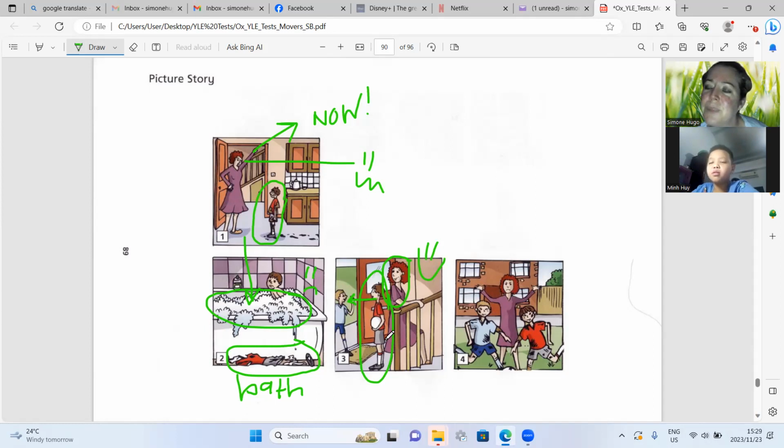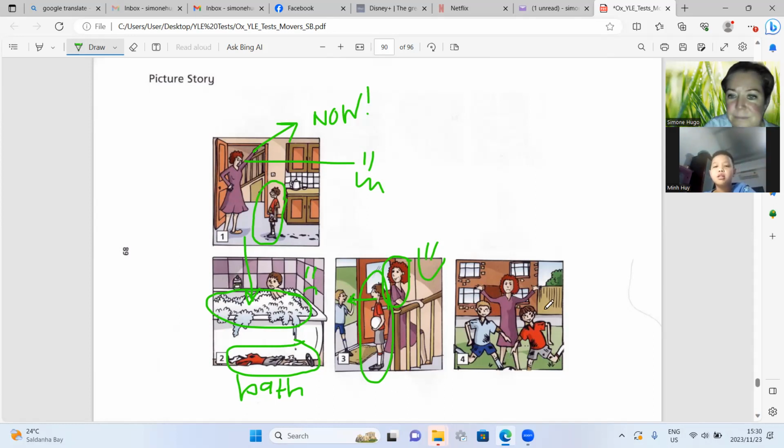How will your friend speak to you when he comes to your house? Does he say, hey, come out and play with me? He says, no, come out and play with me. Yes, good job. Okay.